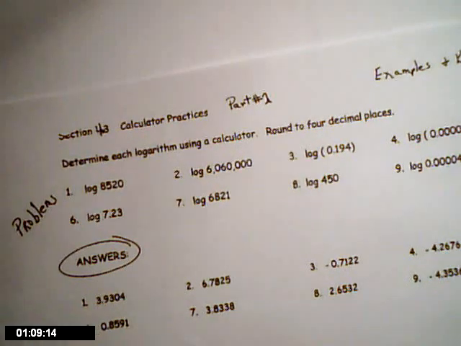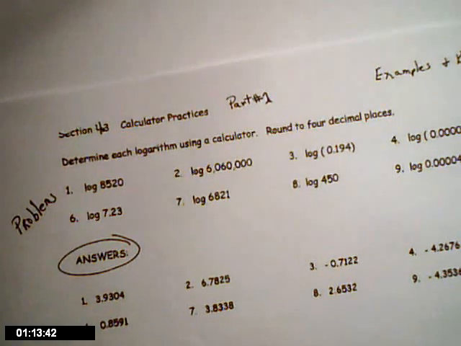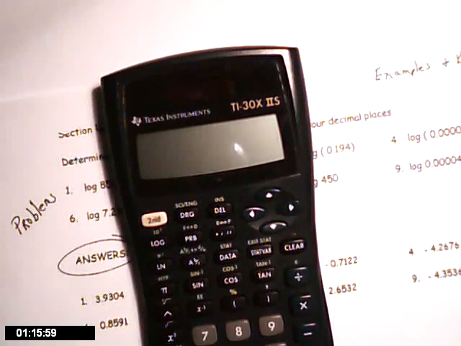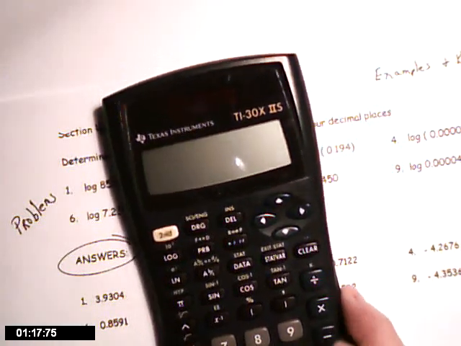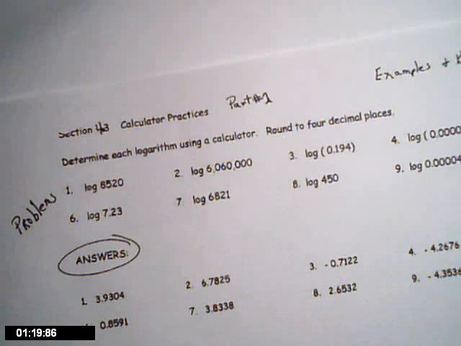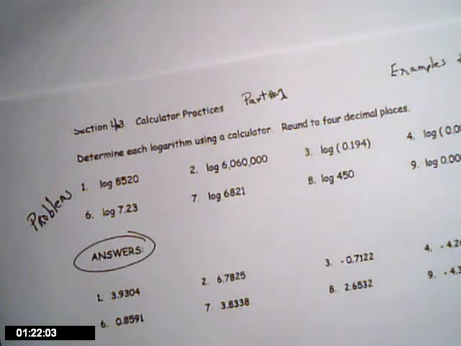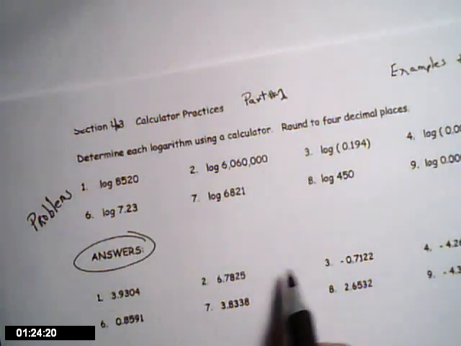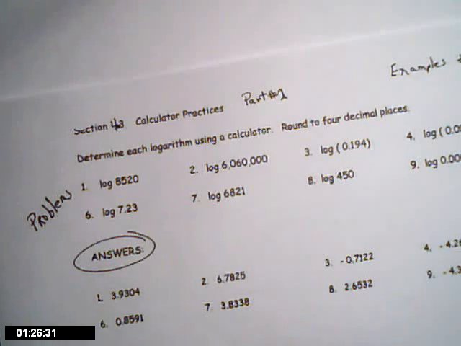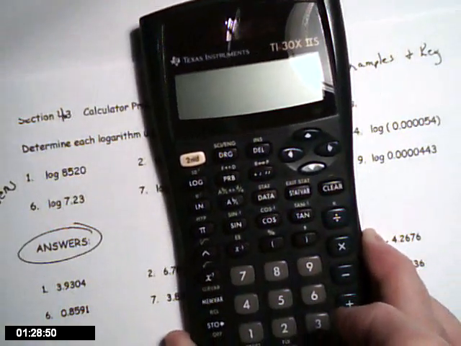You have a sheet in your class notes that looks like this, some calculator practices. I'm going to be using the TI-30X. They're very easy to use. I have on the sheet in your notes a sheet of problems and then a sheet of answers, and I'm just going to go through a couple of these together so you'll see my keystrokes.